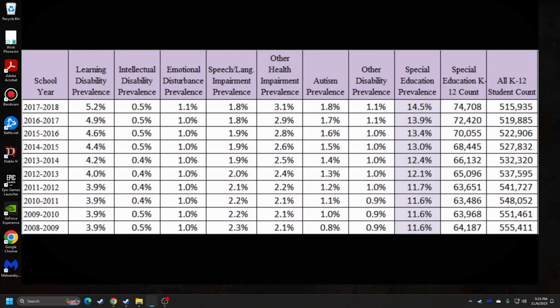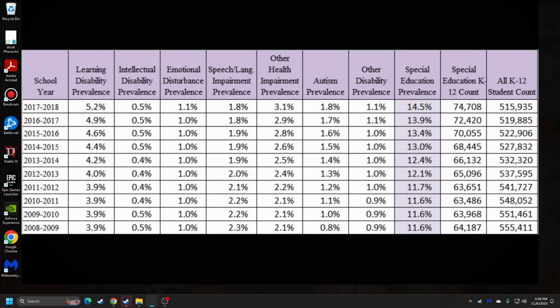The picture you've shared is a table with data on the prevalence of various disabilities among students in different school years. The table has columns and rows. The columns are school year, learning disability prevalence, intellectual disability prevalence, emotional disturbance prevalence, speech/language impairment prevalence, other health impairment prevalence, autism prevalence, other disability prevalence, special education prevalence, special education K-12 count, all K-12 students count. The rows represent different school years from 2008, 2009, to 2017, 2018.